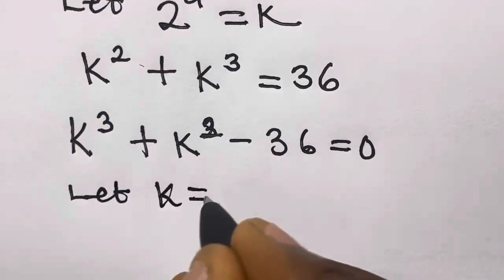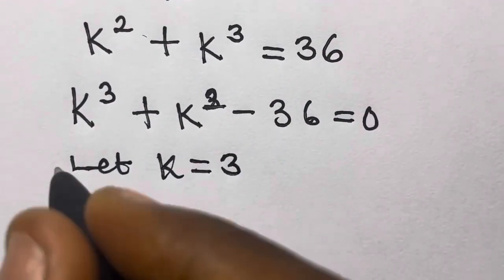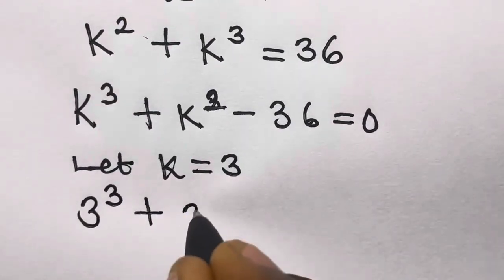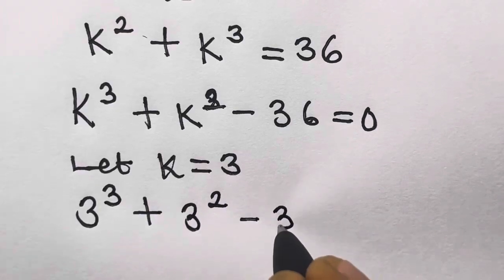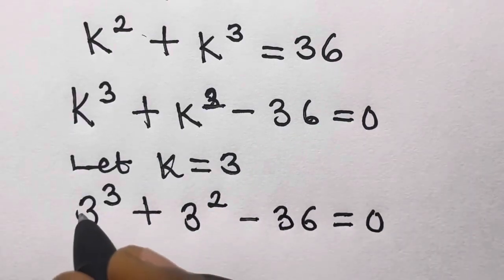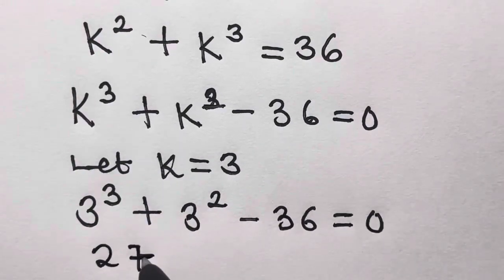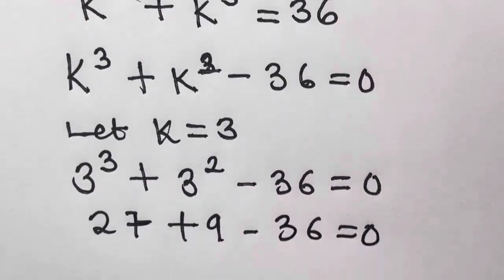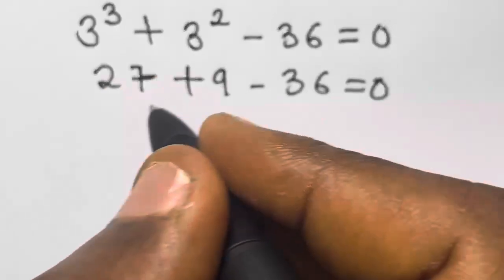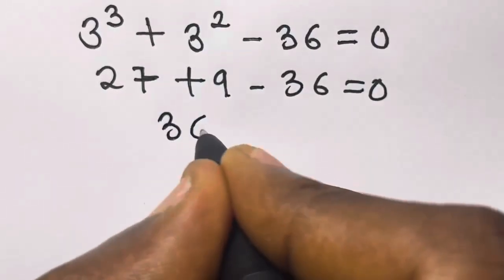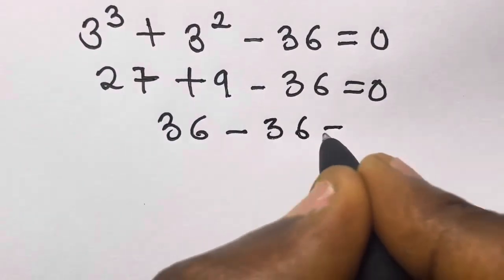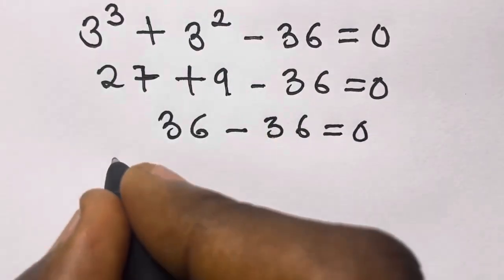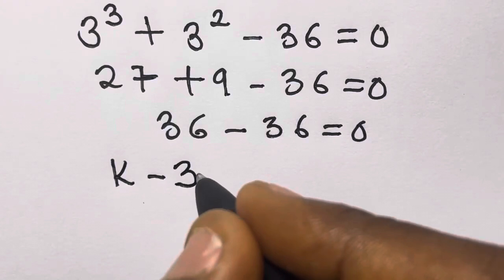Let k equal 3. Now we have 3 raised to power 3 plus 3 raised to power 2 minus 36 equals 0. Here we have 27 plus 9 minus 36 equals 0. So 27 plus 9 is 36, minus 36 equals 0. So it works. Therefore k minus 3 is a factor.